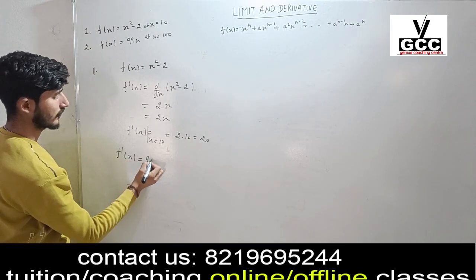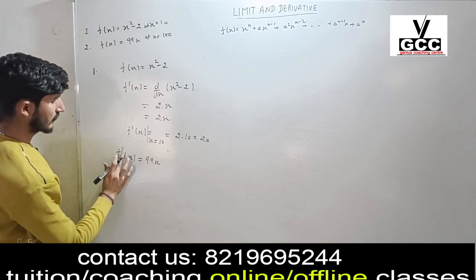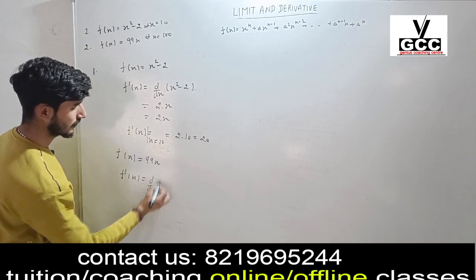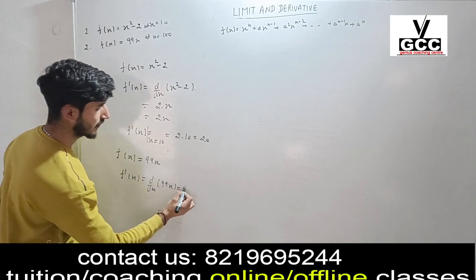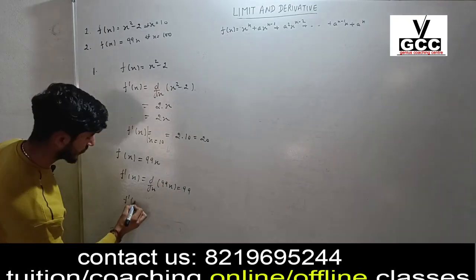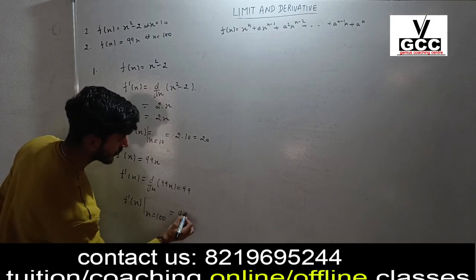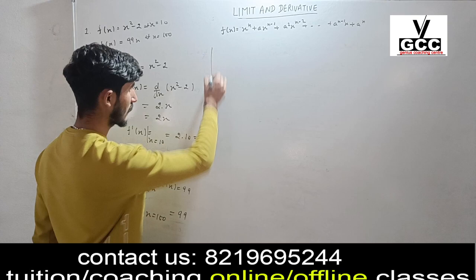Similarly, in this case we have to find out the derivative of the given function f of x equal to 99x. Derivative of 99x equal to 99. So we have to find the derivative of given function at x equal to 100, that is equal to 99.